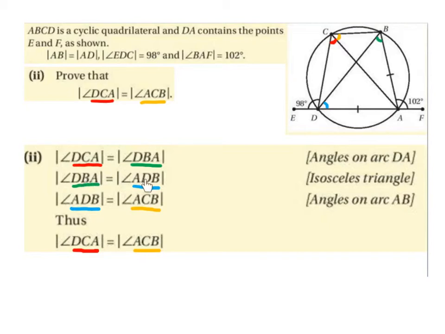The angle DBA is equal to the angle ADB. So the green angle is equal to the blue angle because it's an isosceles triangle. So if these two lines are the same, then these two angles must be the same. And the angle ADB is equal to the angle ACB. And again, because the angles are on the same arc, this time the arc is AB. So this is the arc AB, and this is the blue angle, and this is the orange angle. So they must also be equal. Thus, the angle DCA must be equal to the angle ACB. So the red angle must be equal to the orange angle because we've proven that all the others are equal to each other.